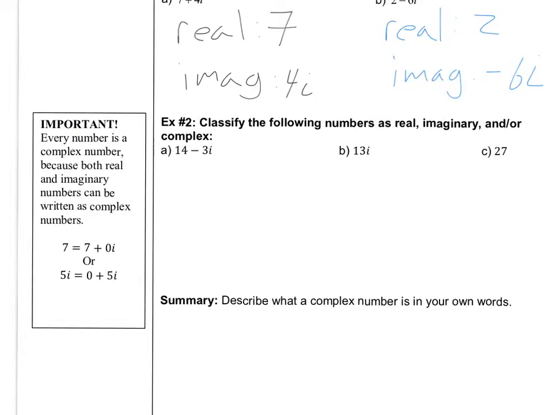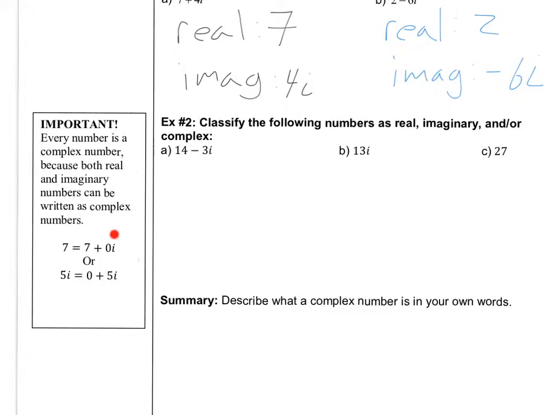It's very important. Every number that you've ever seen ever in your life is actually a complex number because it can be written as a complex number. So here's a real number, 7, but I could write 7 as 7 plus 0i. Or here's an imaginary number, 5i, and it's a complex number because I can write it as 0 plus 5i.